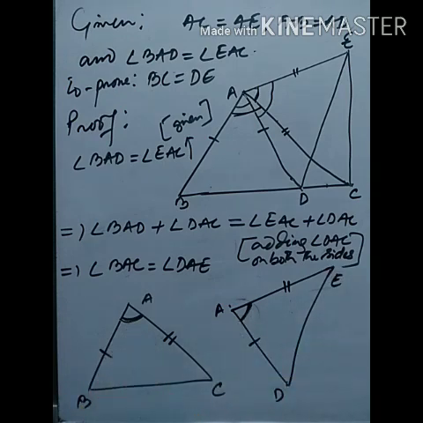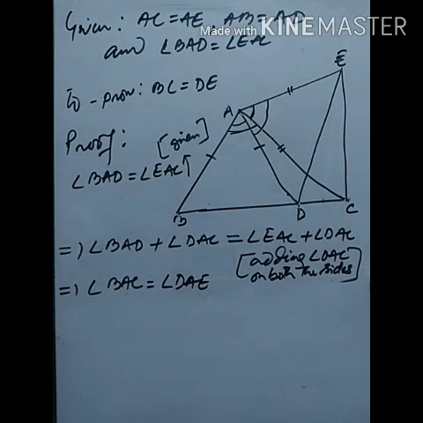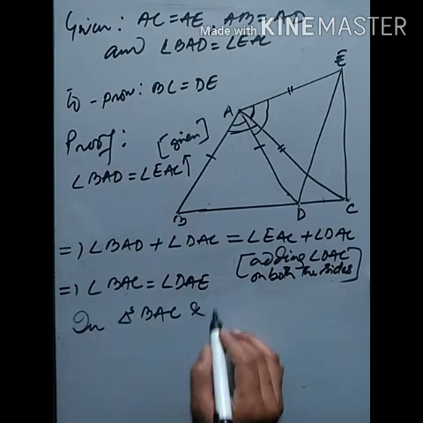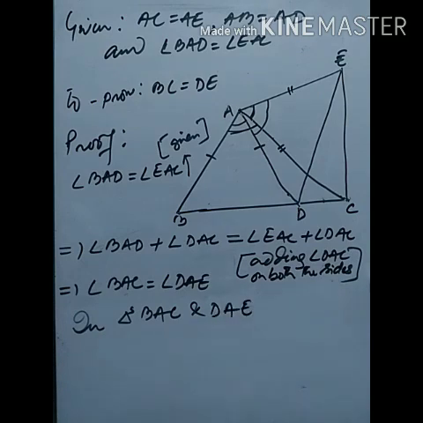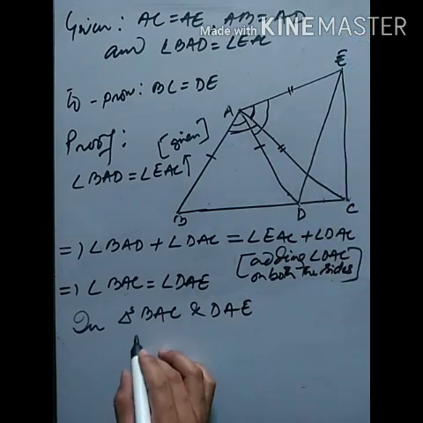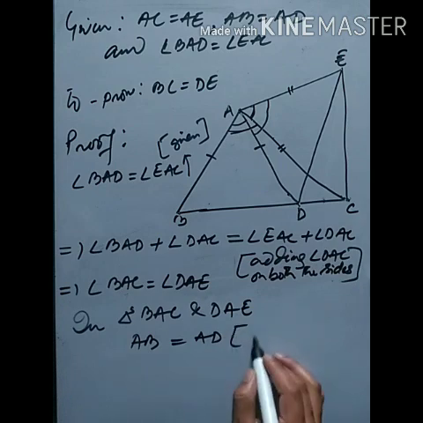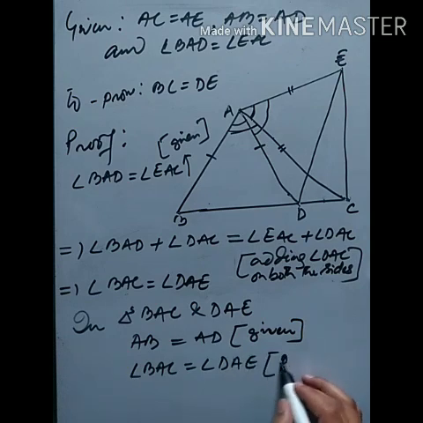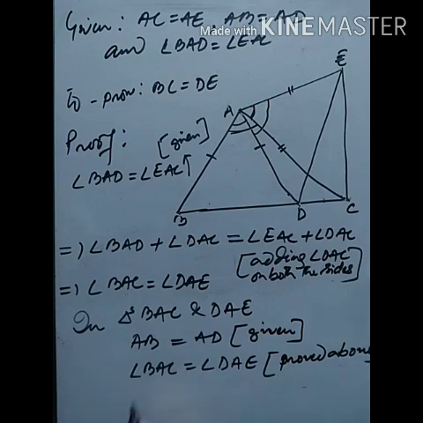So by side angle side congruency rule, we can prove that the triangles are congruent. Okay, now I'll just continue. So in triangle BAC and DAE. Okay, now what are the sides equal here? Let us please look at the given ones. AB equal to AD. This is given. Next we have angle BAC equal to angle DAE. You can write here, proved above. Next we have AC equal to AE. AC equal to AE.